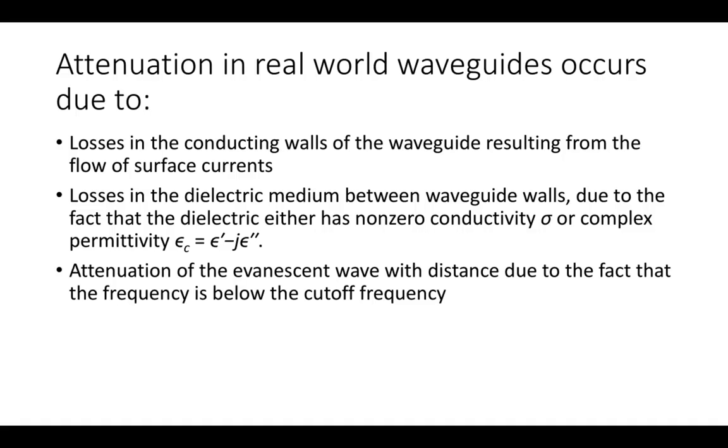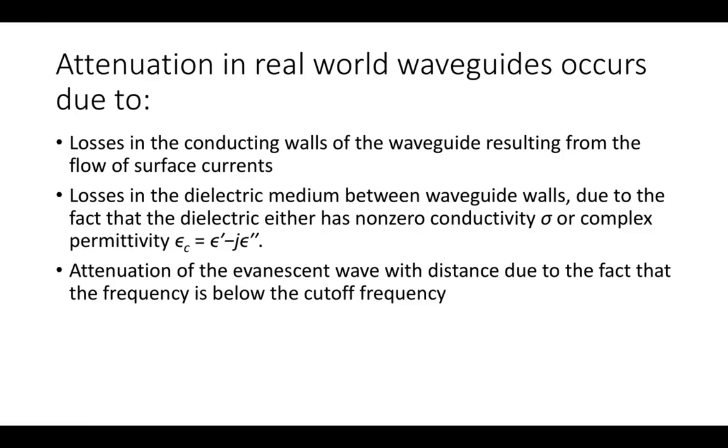First of all, we're going to have losses in the conducting walls of the waveguide. Remember, in the boundary conditions on H, the tangential H field is discontinuous by the surface current. Because we do have a boundary and it is a metal and the current can flow, we are going to have surface currents on the walls of the waveguide. And anytime we have currents and we have a non-perfect conductor, we're going to have resistive losses in those conducting walls.